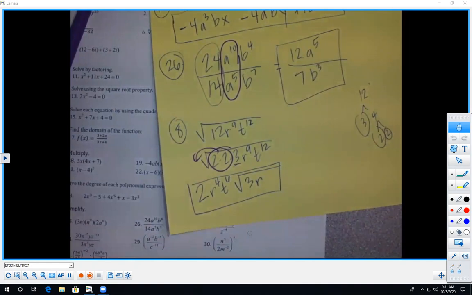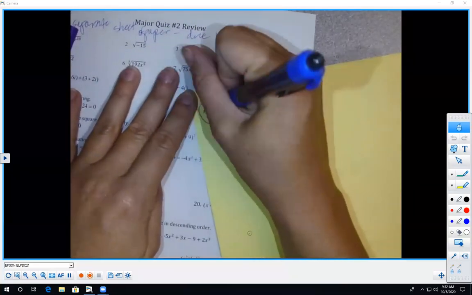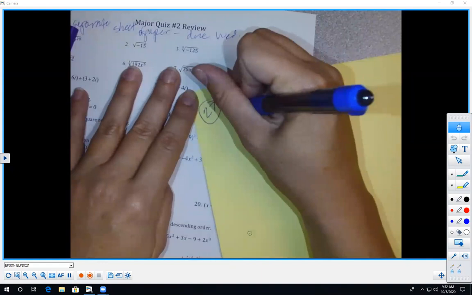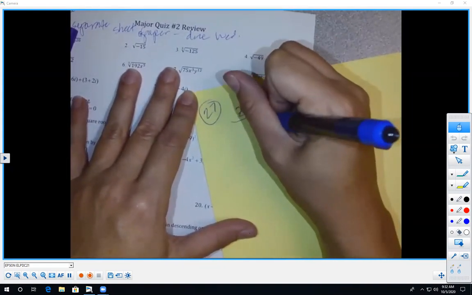What else? 27. Z squared times z to the 5th over z to the negative 4th.